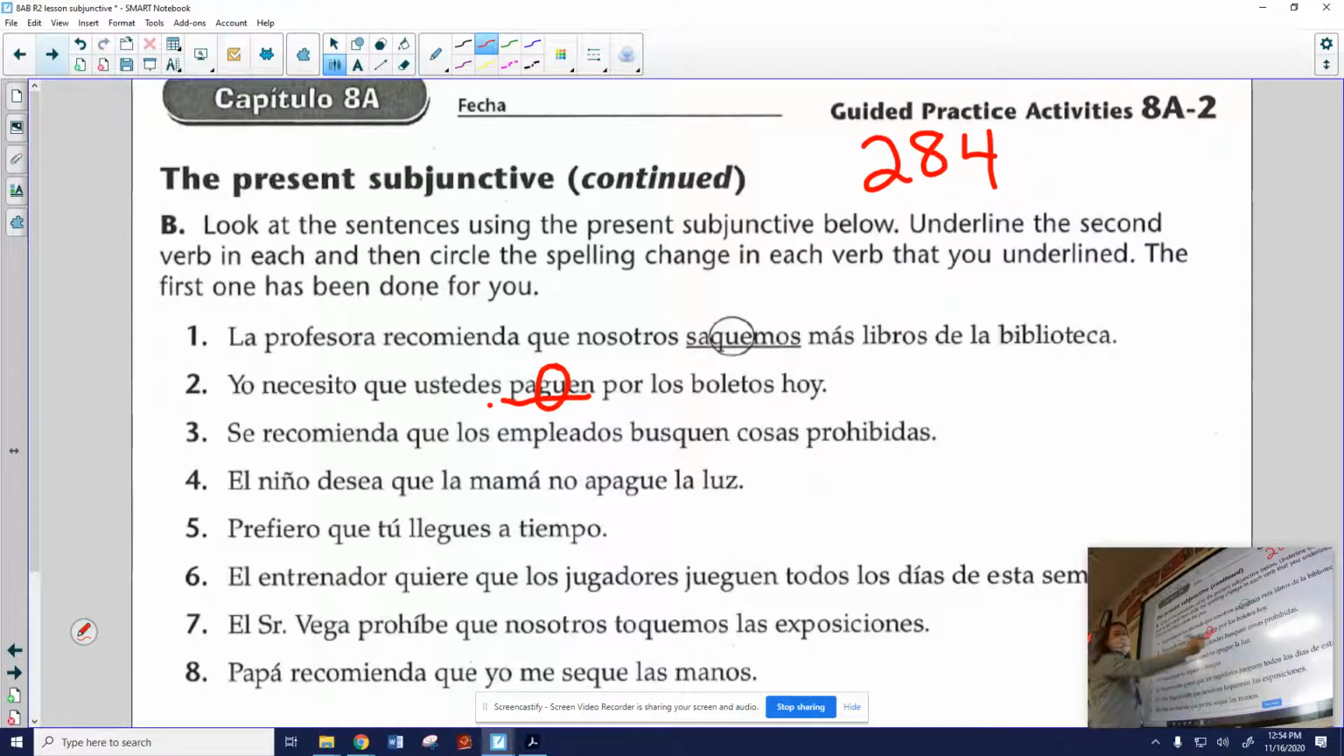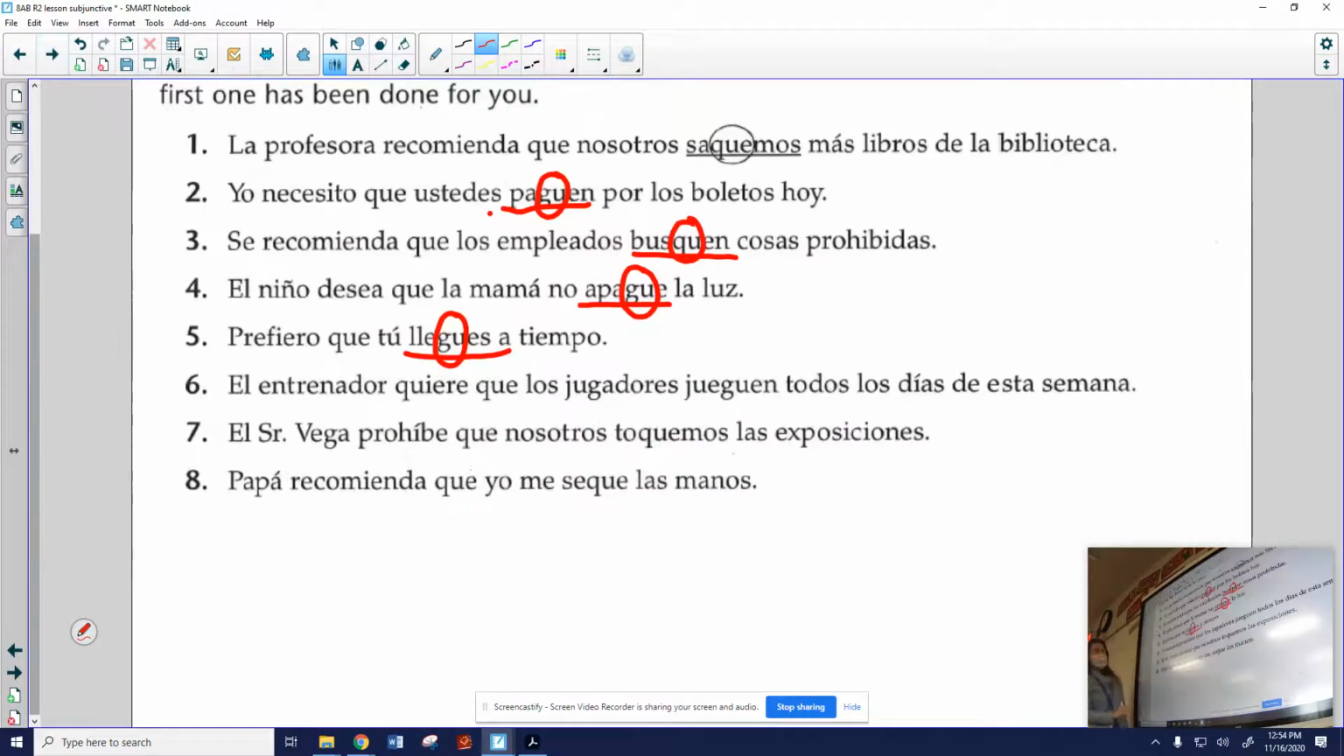It is recommended that the employees look for prohibited things. Busquen. The child wants that, desires that, the mom does not turn off the light. No apague. I prefer that you arrive on time. Llegues. The trainer, the coach, wants that the players play every day this week. Jueguen. This is a weird word. Jueguen.